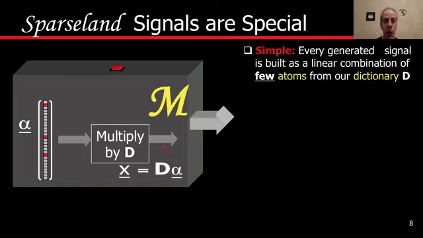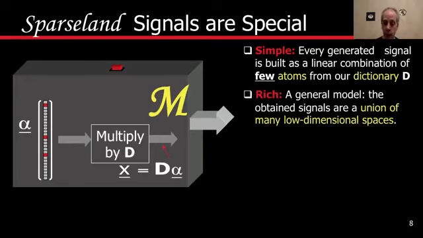Now, this model is first of all very, very simple. Once we have the dictionary D and alpha, we obtain the signal just by a simple product. This dictionary, we're going to discuss a lot about it in future videos. But for now, it's a fixed dictionary of dimensions n by k, as we have seen in the previous slide. Now, the model is extremely rich.